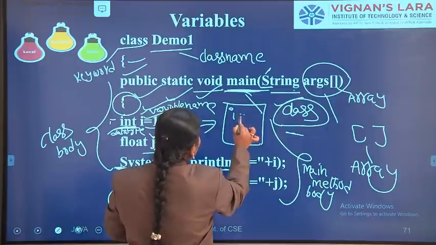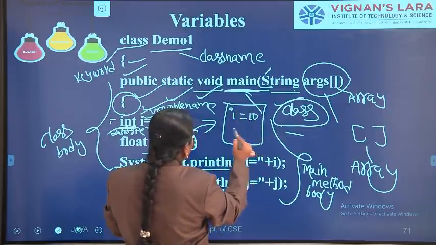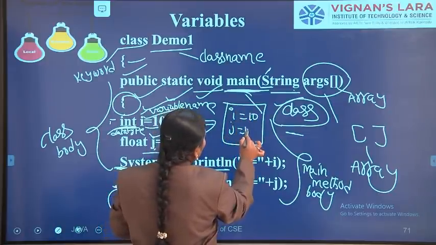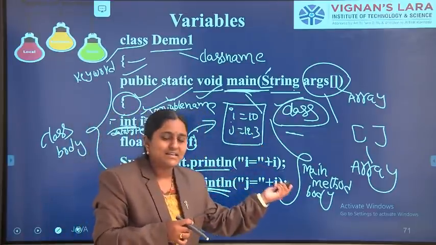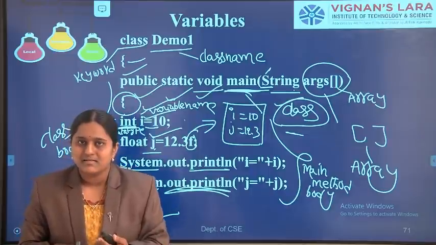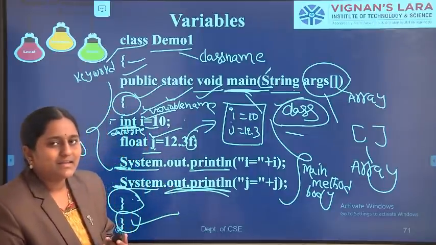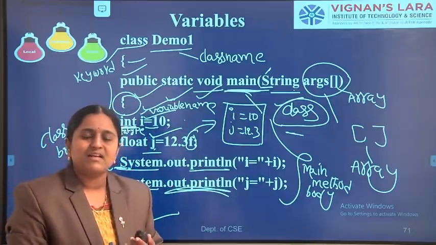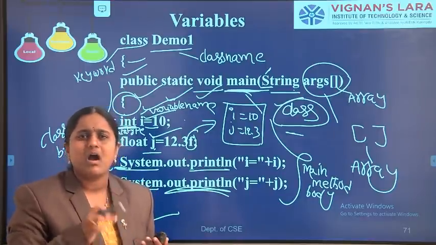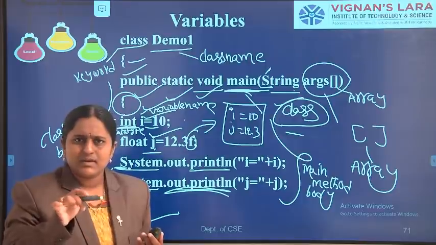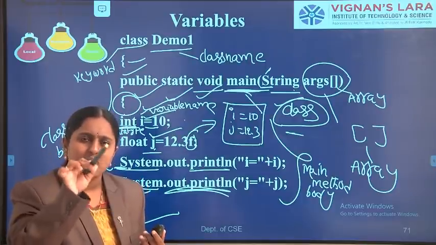So i equal to 10. We have to get the output. So j equal to 12.3. Here it is a concatenation, unlike in our C programming language. For example, to print the i value: "The sum of two numbers equal to %d\n", comma, x. In our C programming language, we have to use a comma.